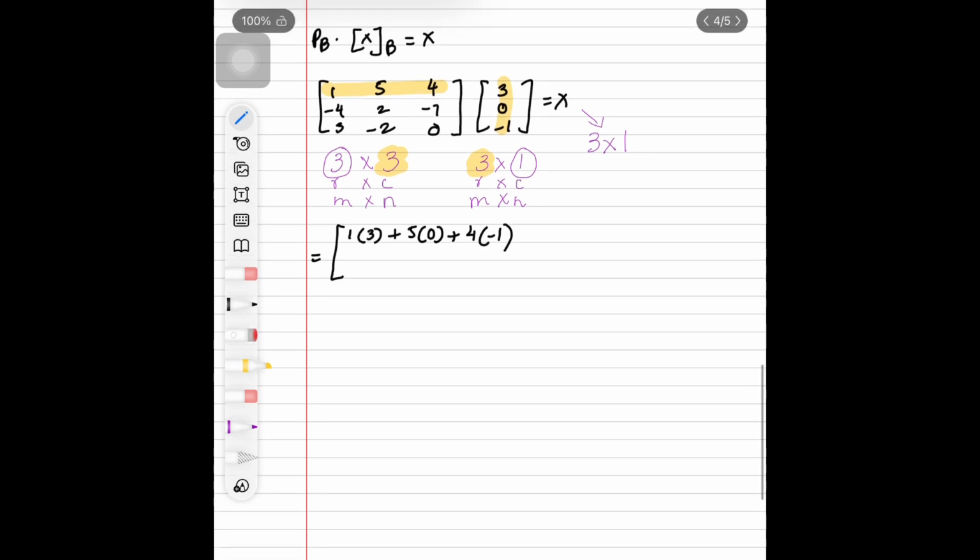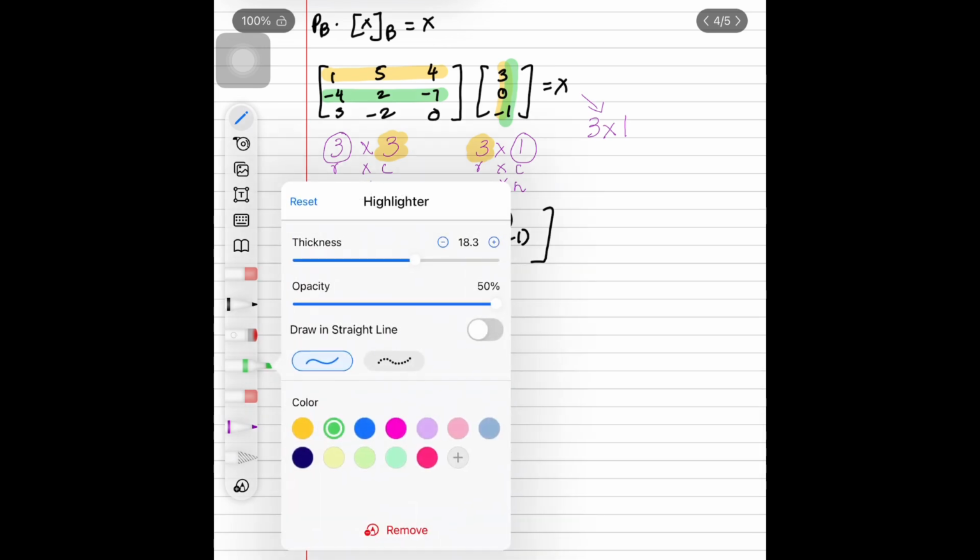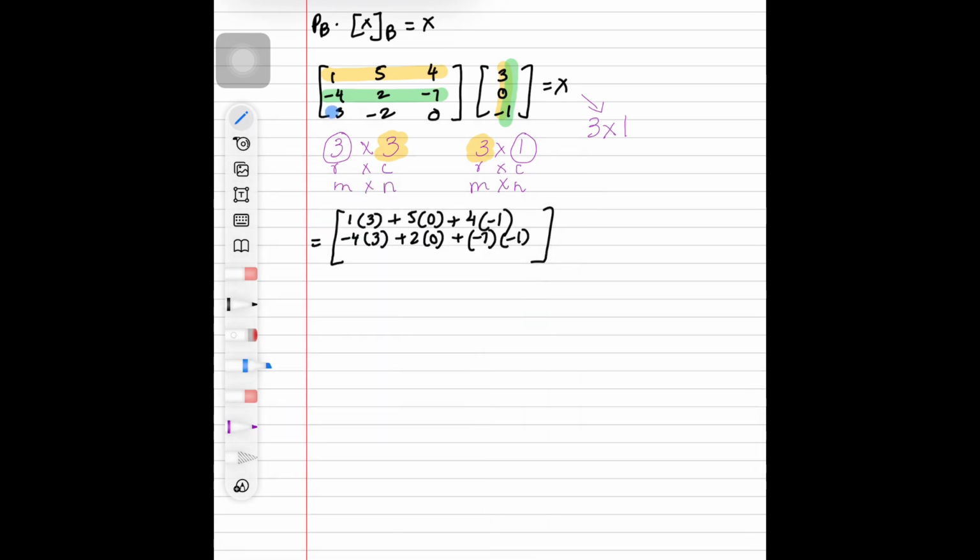So let's move on to the next one. So the next one is this row times this column again. So -4 times 3 plus 2 times 0 plus -7 times -1. Let's move on. So third row times the column again. So that will be 3 times 3 plus a -2 times 0 plus a 0 times -1.